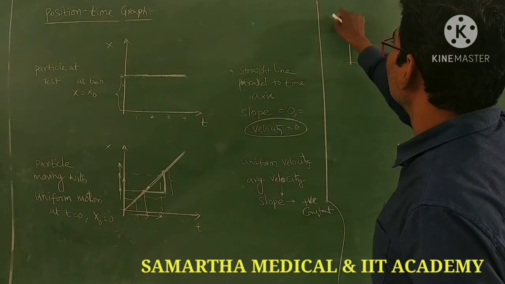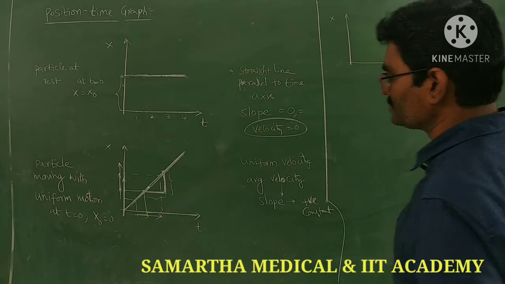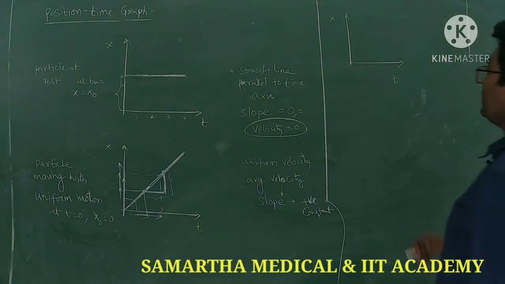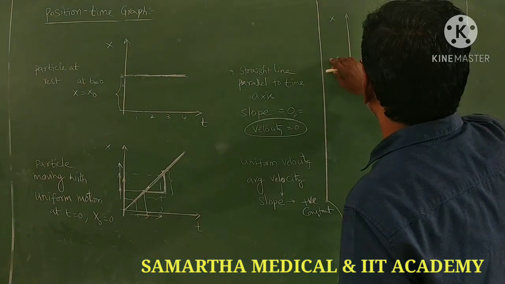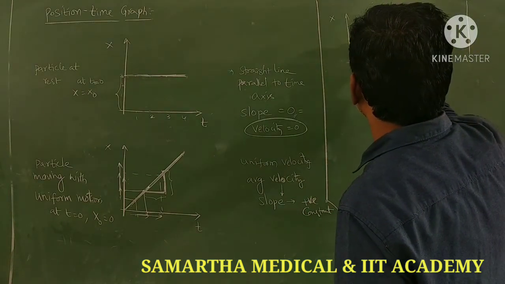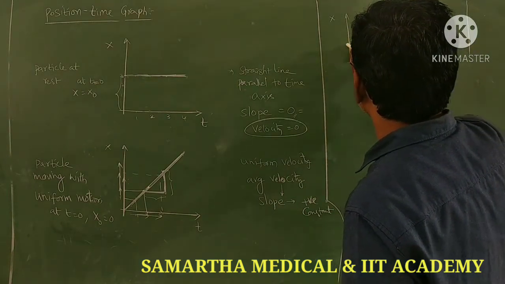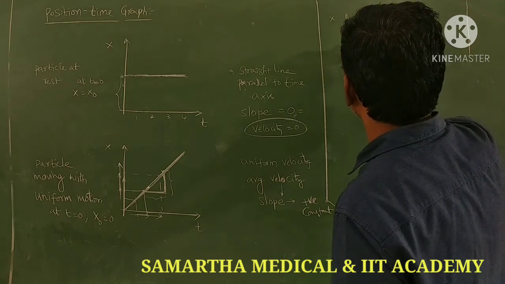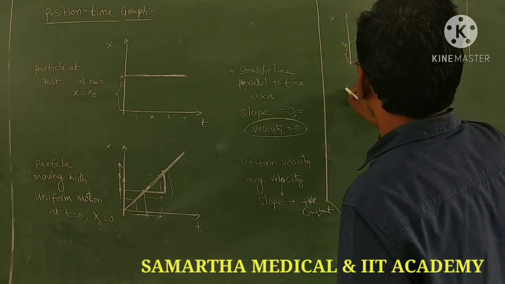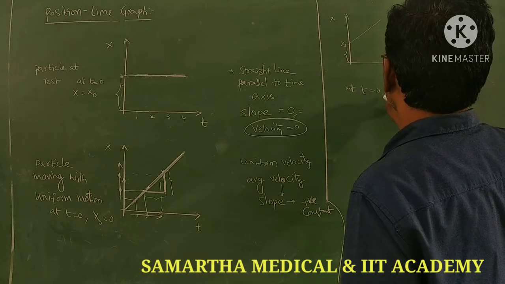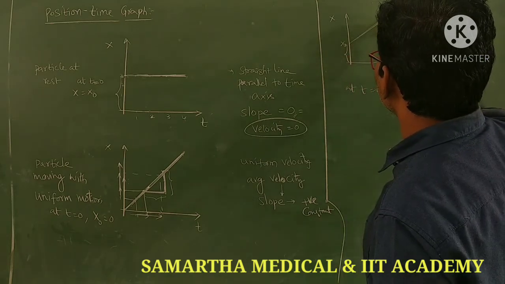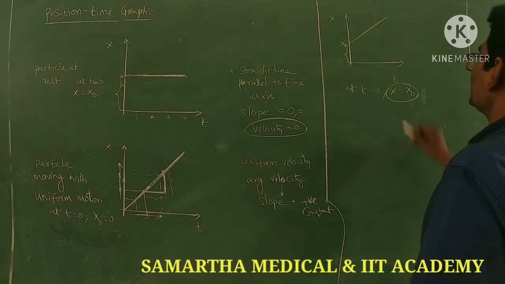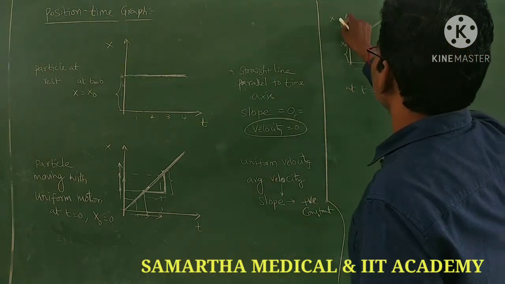I am taking a position-time graph. Initially, the particle has some initial displacement. So the particle has not started from the origin. At time t equal to 0, x is given as x naught. That means the particle is not started from the origin, but as time changes, the displacement is also changing.